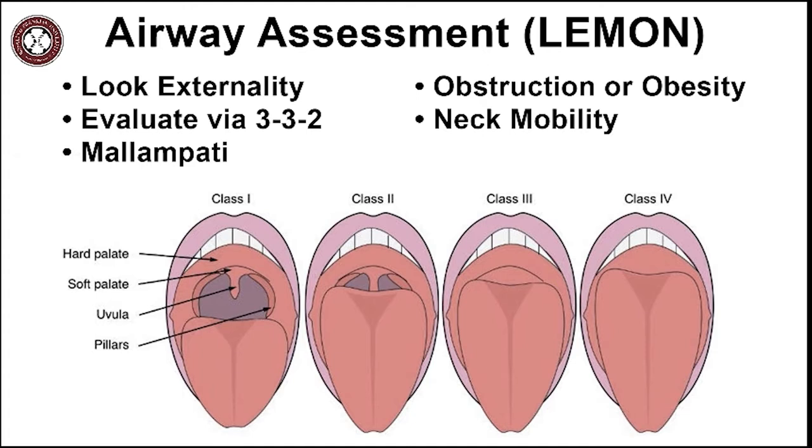The Mallampati score system is a tool used to determine how much space in the mouth the tongue occupies. Scoring ranges from 1 to 4. The more space the tongue occupies in the mouth, the higher the Mallampati score will be. A higher score translates into a greater likelihood of difficult intubation.